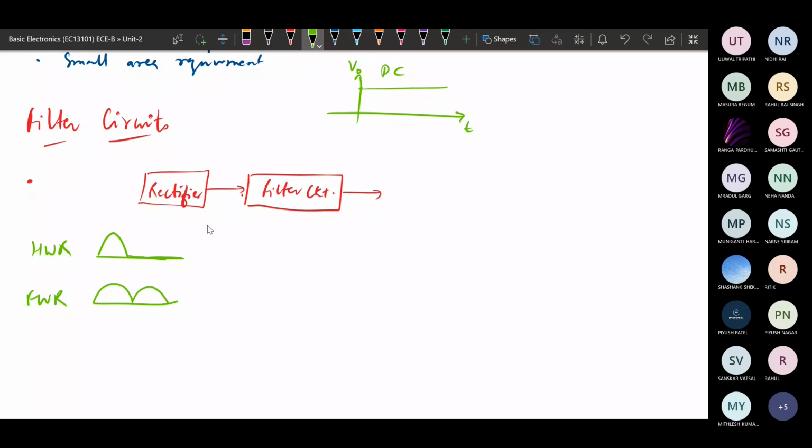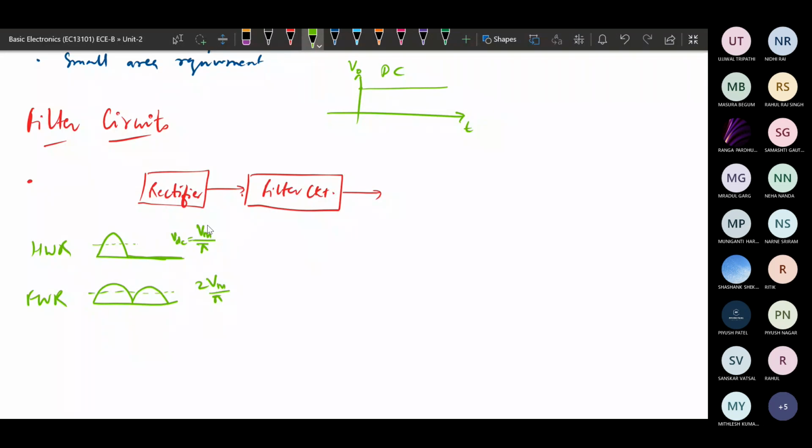a DC output voltage, but after the rectifier we will be getting an output that will have some positive DC value, the equivalent DC if we calculate. Here in case of half wave the DC value is Vm by pi, we have seen. In case of full wave rectifier, we get 2 Vm by pi as the DC value.